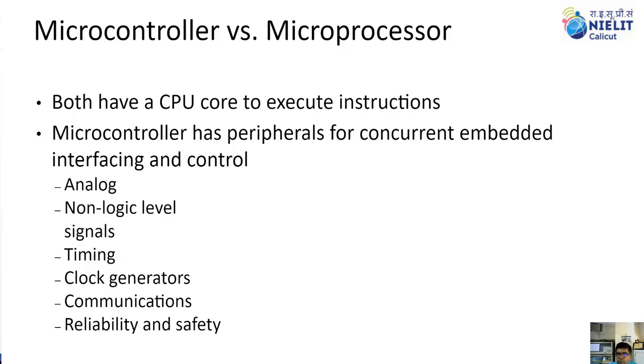But a microprocessor cannot work as a standalone. It needs additional drivers and supporting peripherals, like on our motherboard. We have an Intel or AMD microprocessor, but along with that there is a set of peripheral ICs, and with the help of those peripheral ICs and memory it can be used for a typical application. But in a microcontroller the peripherals are integrated into the chip, so with minimal circuitry you can develop your product using microcontrollers.